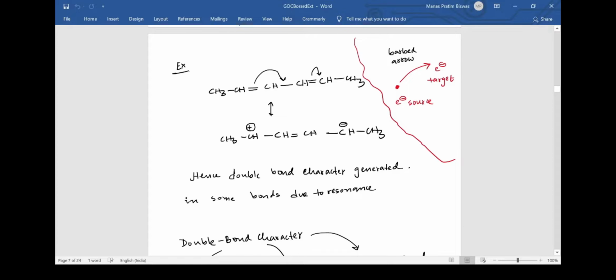Now we shall take an example of resonance and how it is taking place. So I've taken here a molecule, a very random molecule. I have not taken this as a very specific example, and it might happen with other molecules also. So what I want to show here is how resonance is taking place.